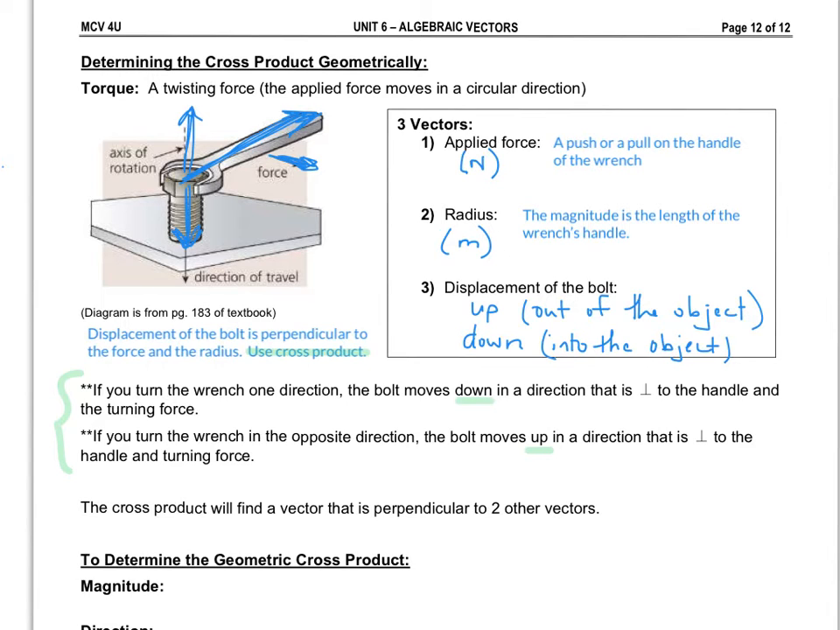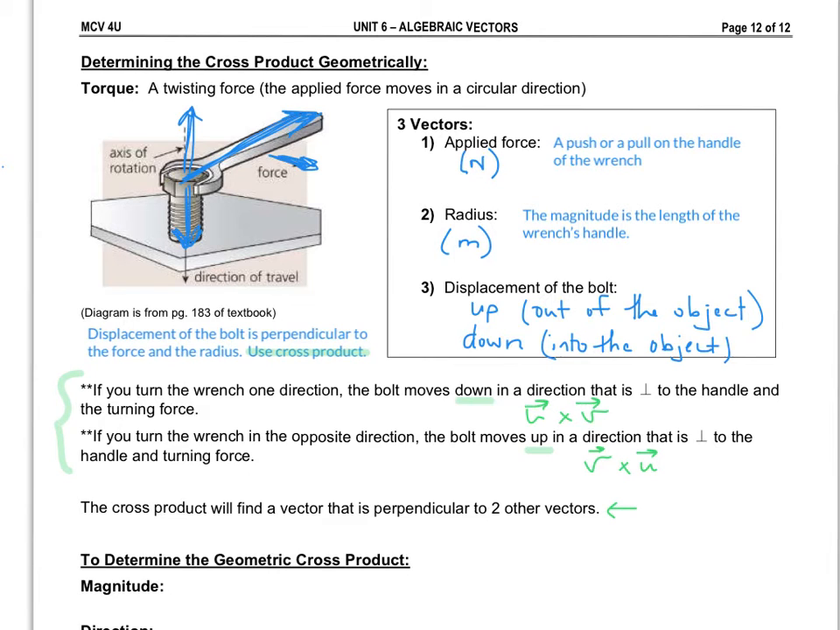If you have U cross V versus V cross U, so let me just undo that. One would be maybe U cross V, and the other one would be V crossed with U to make it go in the opposite direction. The cross product will find that vector that's perpendicular to your other two vectors. So that's what we're going to do here.